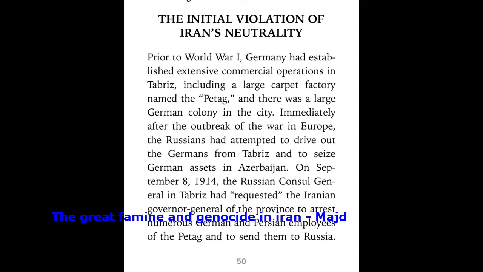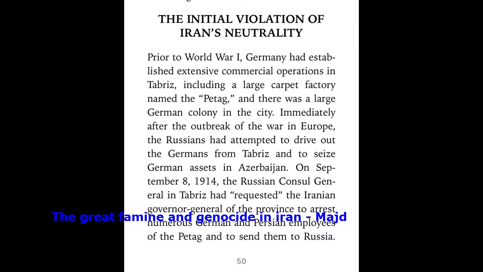And in fact, it was their relation with Germany that initially had gotten Iran involved in World War I. Prior to World War I, Germany had established extensive commercial operations in Tabriz, including a large carpet factory named the Batag, and there was a large German colony in the city. Immediately after the outbreak of the war in Europe, the Russians had attempted to drive out the Germans from Tabriz and to seize German assets in Azerbaijan.